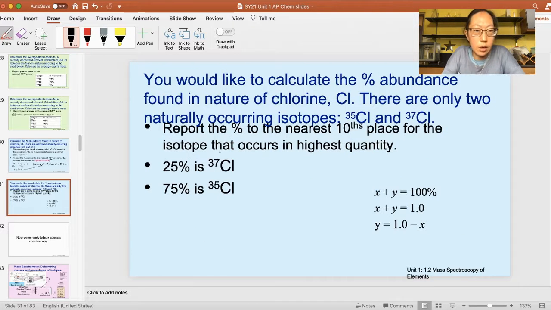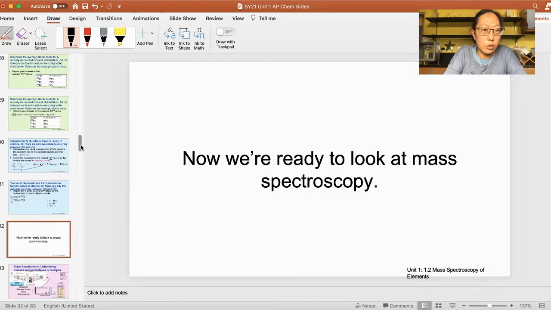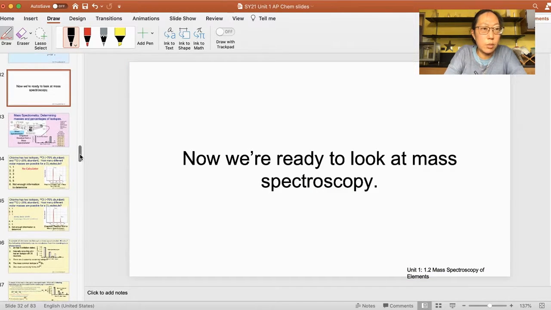So if we take a look here, this is what you should get. Okay, so 25%, this is equal to Y, and this is equal to X. All right, so now we're ready to look at the actual, how this relates to mass spectroscopy.